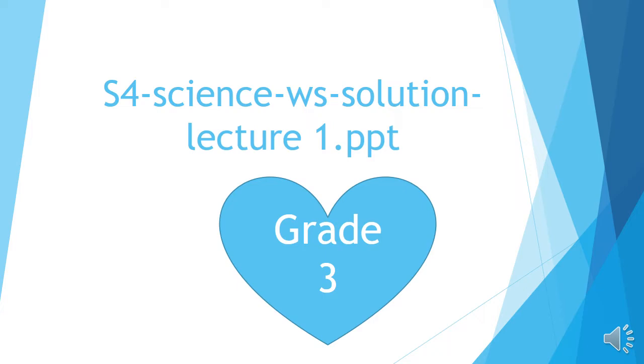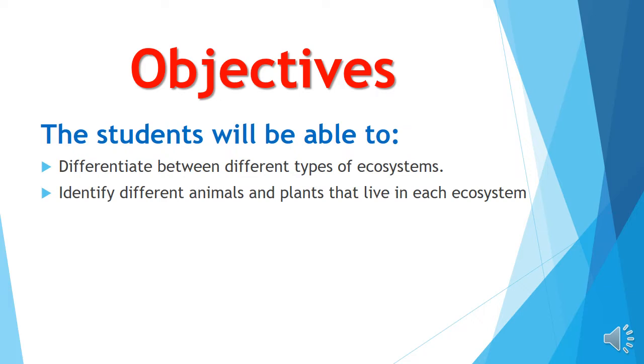In this video, we are going to solve the worksheet. The exercises inside this worksheet are from your book. You can open your book to solve them. Let us first look at the objectives that we have to cover in this video. We have to differentiate between different types of ecosystems, and identify different animals and plants that live in each ecosystem.